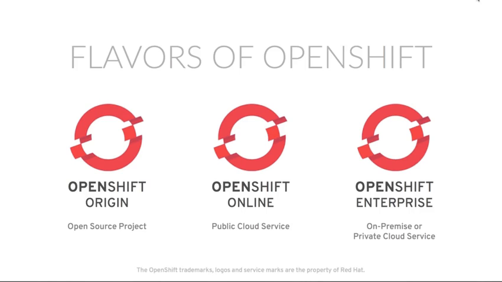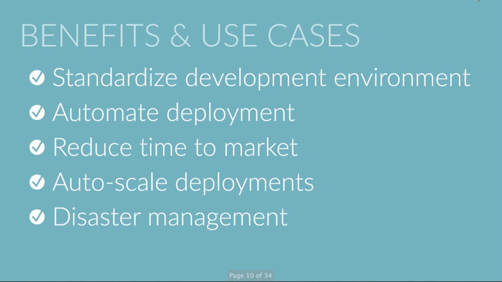So let's look at what the benefits and use cases of using OpenShift are. Platform as a service is not just a production deployment environment. Platform as a service is from development to production. So OpenShift provides you a way to create a standardized development environment, which means that you will get a standard Magnolia stack, which includes Red Hat Enterprise Linux, a supported Tomcat stack, as well as MySQL. So you don't have to worry about that.